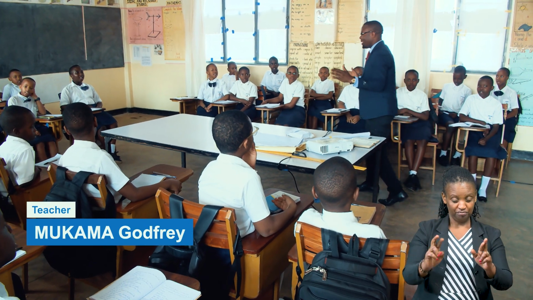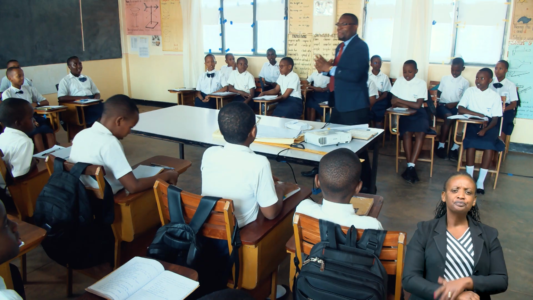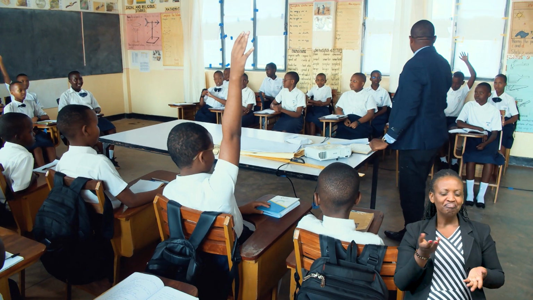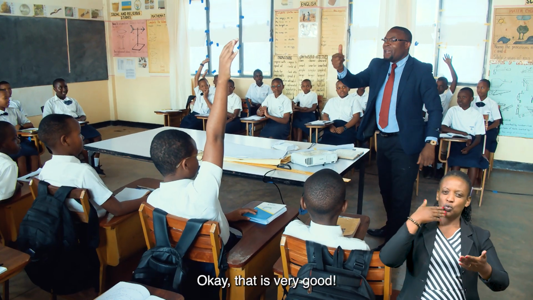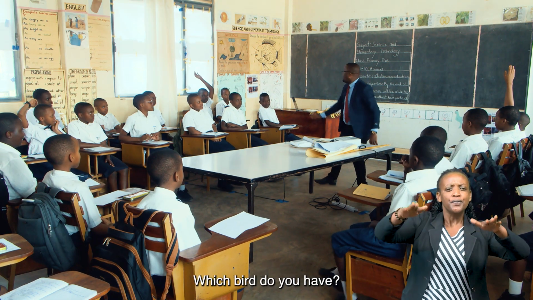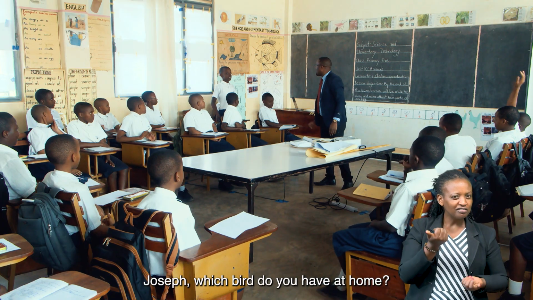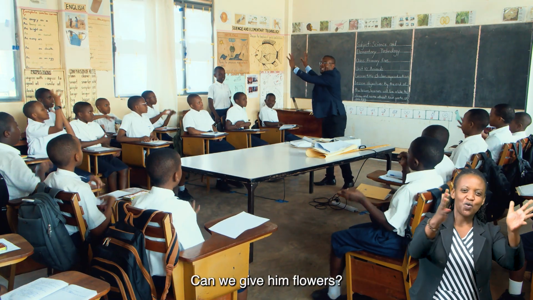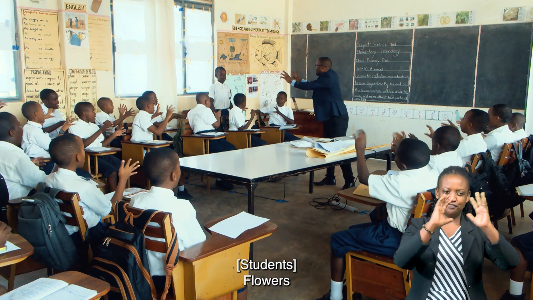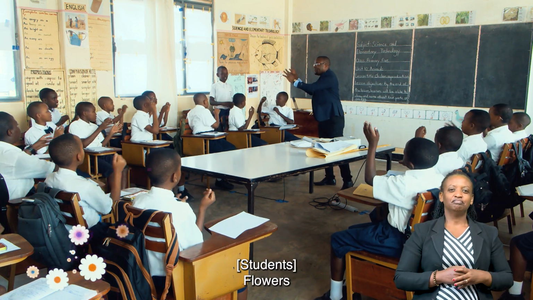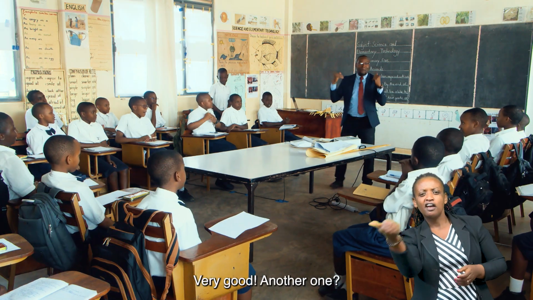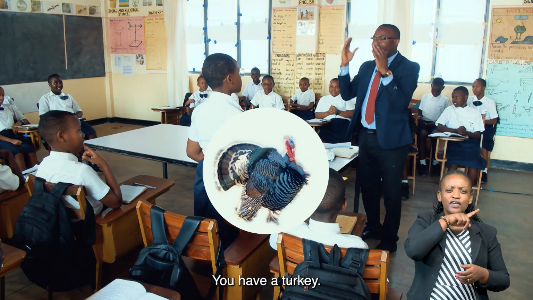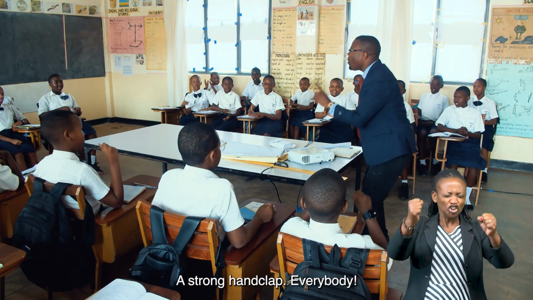Friends, before we can start our lesson, I have some questions for you. Are you ready? Yes. Very good. How many have birds at home? Okay, that is very good. Which bird do you have? Joseph, which bird do you have at home? You have a chicken at home. Can you give him flowers? Jessica, what do you have? You have Ataki. Can we clap for her? Strong hand clap, everybody.